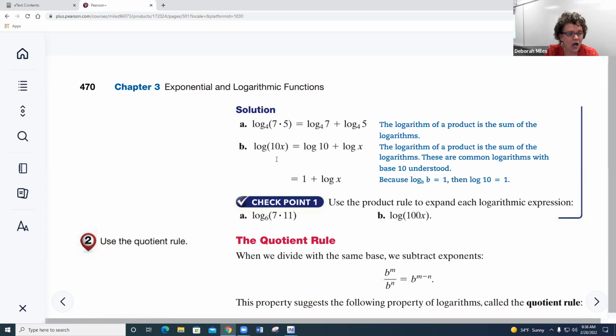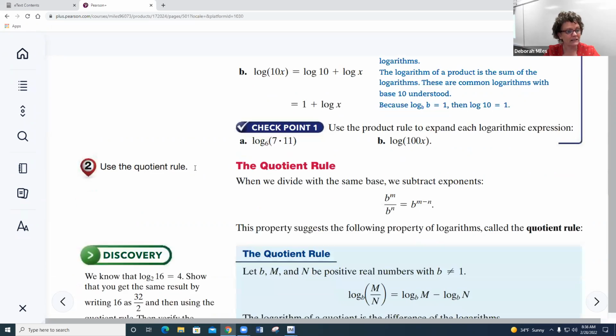The B part is log of 10x. That's a product. That's log of a product. It can be written as the sum log of 10 plus log of x. And then you can simplify that further, because log of 10 is just 1. That's just 1 plus log of x. Now, I didn't see any point in typing checkpoint 1 when it looks identical to example 1. So that's why I don't have an example of that in the notes.